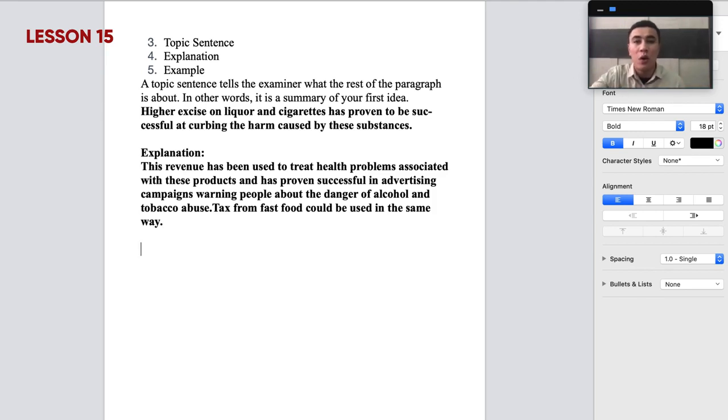To choose a relevant example, you should recall some recent news, research, advertisements, and if you cannot come up with one, make it up. Remember that examiners will not check the validity of your example. So in my case, I'm going to talk about the UK, so they are already using this strategy.